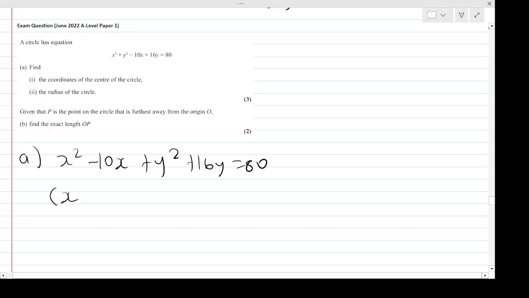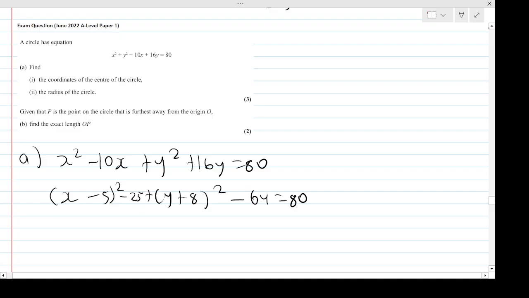So we have x, half of minus 10 is minus 5, all squared. Add y, half of 16 plus 8, all squared. And that's minus 64 is equal to 80. Oh, and I should say minus 5 squared is minus 25. My apologies there, I missed out that number.